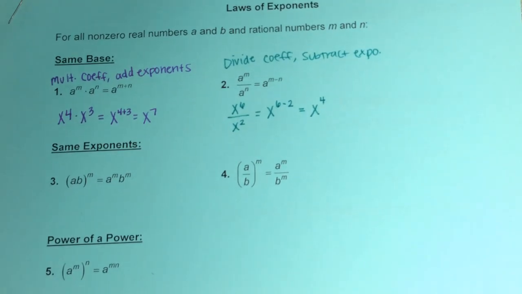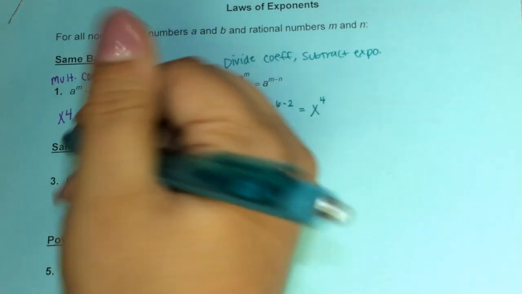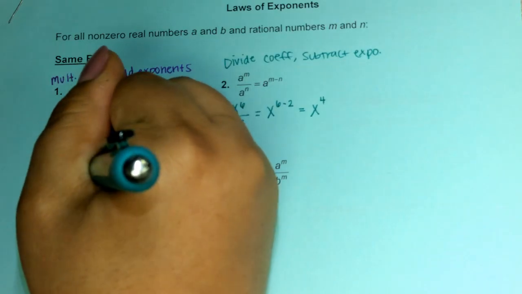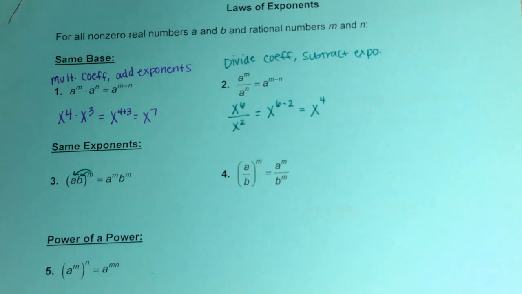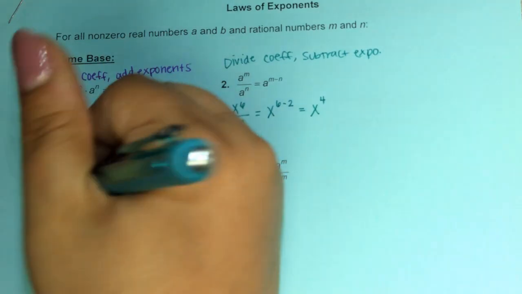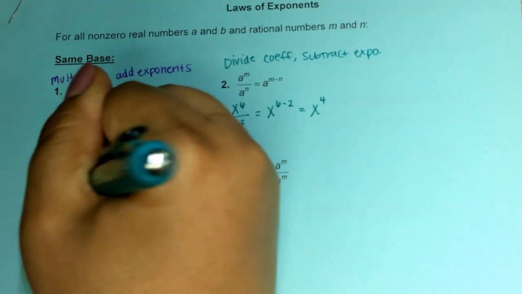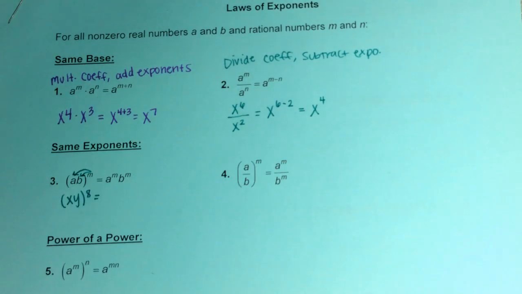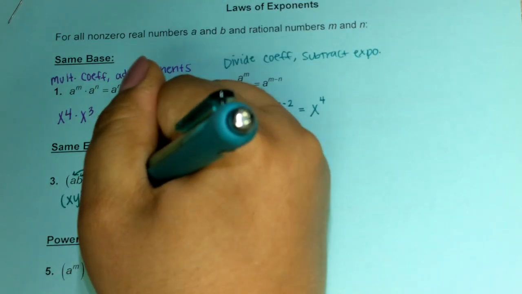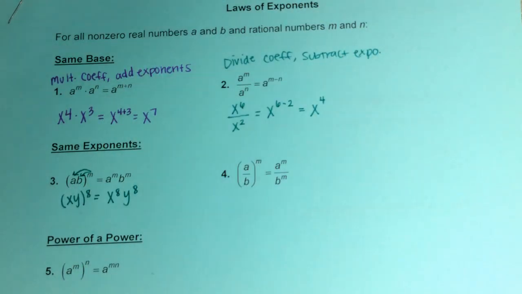All right, what if you have the same exponents but different bases? So you have ab raised to the m. What are you going to do here? You are going to distribute it to both of them: a to the m, b to the m. Y'all do very well when I give you something like this. What is xy to the 8th? x to the 8th, y to the 8th. You're like, duh.